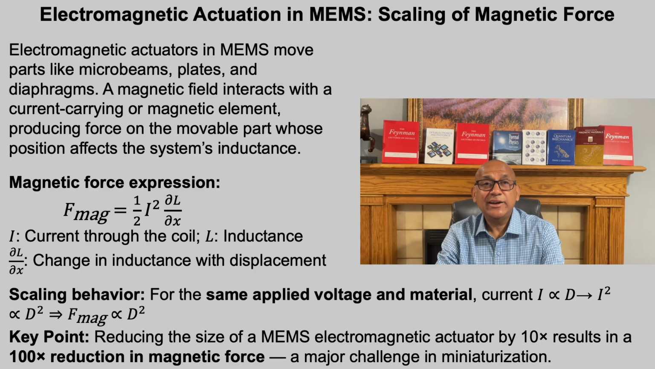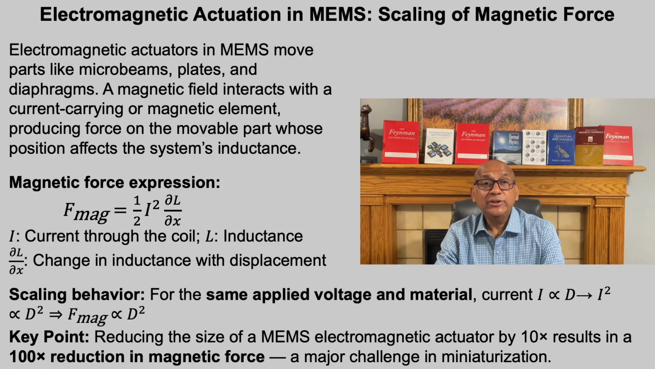Now, let us look at electromagnetic actuation in MEMS and how magnetic forces scale. Electromagnetic actuators in MEMS are used to move tiny parts like beams, plates, or diaphragms. They work by using a magnetic field that interacts with a current carrying element, producing a force on the movable part. The position of that part affects the system's inductance.